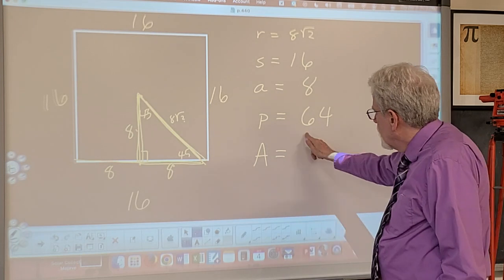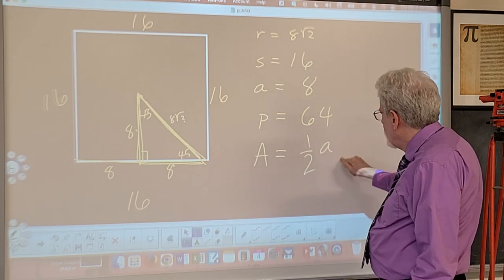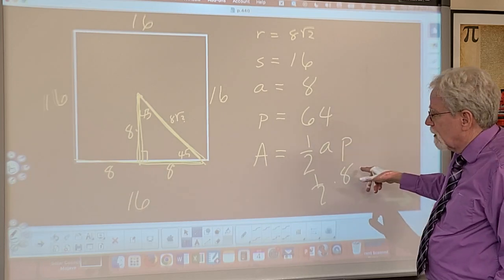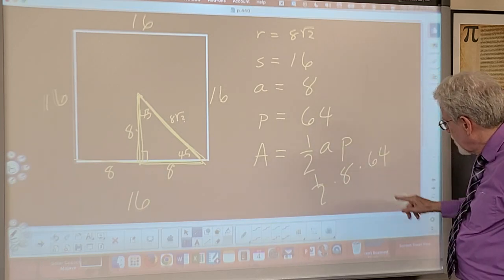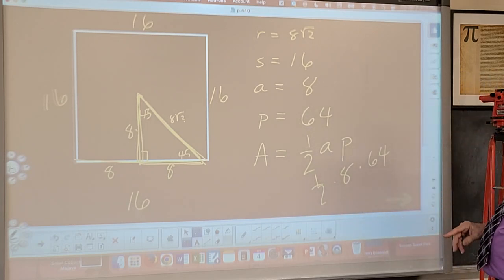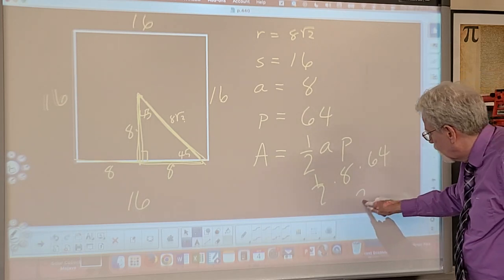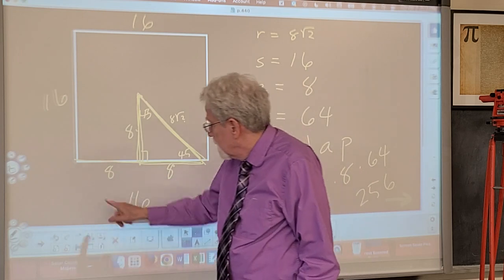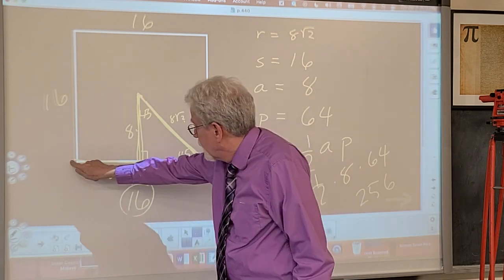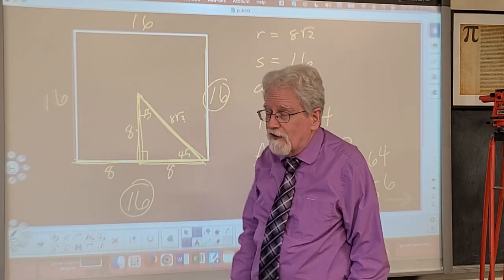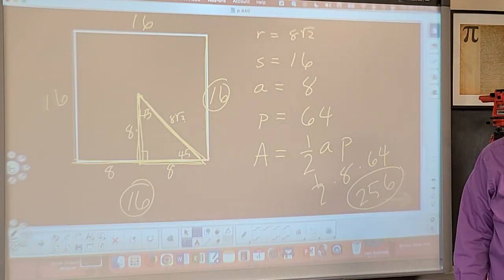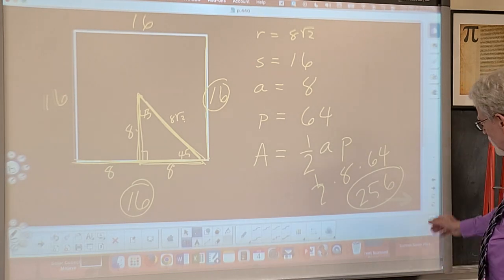And the area, 1/2 apothem times perimeter. That's 1/2 times 8 times perimeter, which is 64. That's going to be 4 times 64, 128, 256. 256. Hey, another way to do that, isn't it just going to be 16 times 16? Guess what 16 times 16 is? 256. Same thing. Isn't that cool?